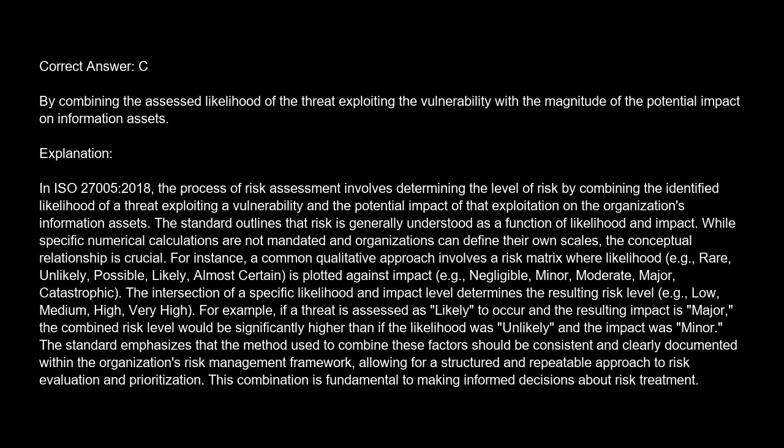For instance, a common qualitative approach involves a risk matrix where likelihood, e.g., rare, unlikely, possible, likely, almost certain, is plotted against impact, e.g., negligible, minor, moderate, major, catastrophic. The intersection of a specific likelihood and impact level determines the resulting risk level, e.g., low, medium, high, very high. For example, if a threat is assessed as likely to occur and the resulting impact is major, the combined risk level would be significantly higher than if the likelihood was unlikely and the impact was minor.